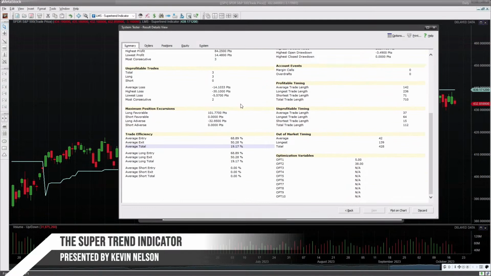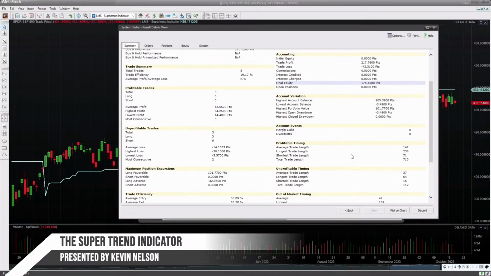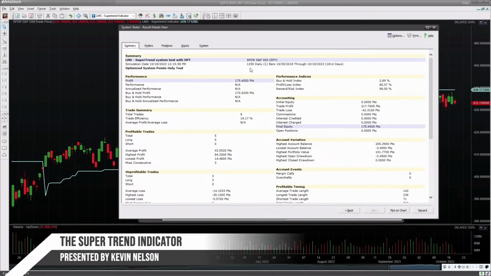Now, another thing that I like to look at is right down here. This number right here is called the out-of-market timing, and the total is 428. So what does that mean? Well, that means that you are out of the market 428 bars. Okay, so let's go back up here to the top and remember that we tested 1,250 bars, right? So you have to keep in mind how these bars all equate. So remember that there's typically 5 trading days in a week, approximately 21 trading days in a month, and approximately 250 trading days in a year.